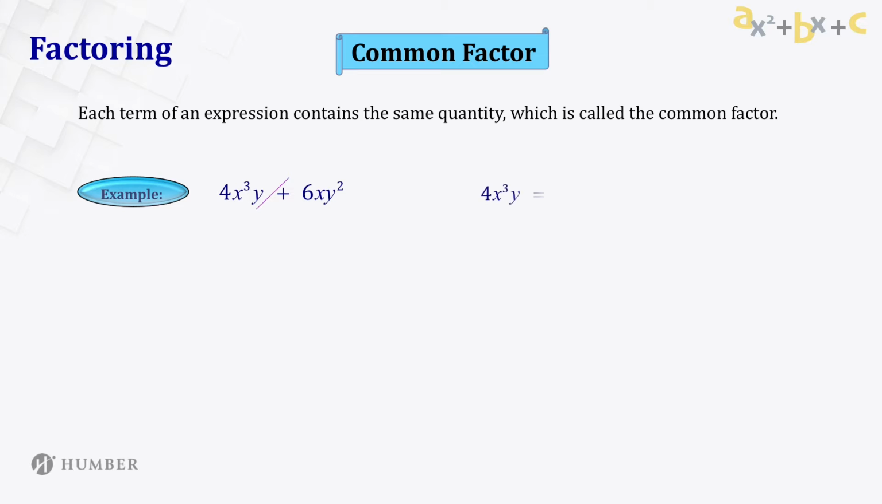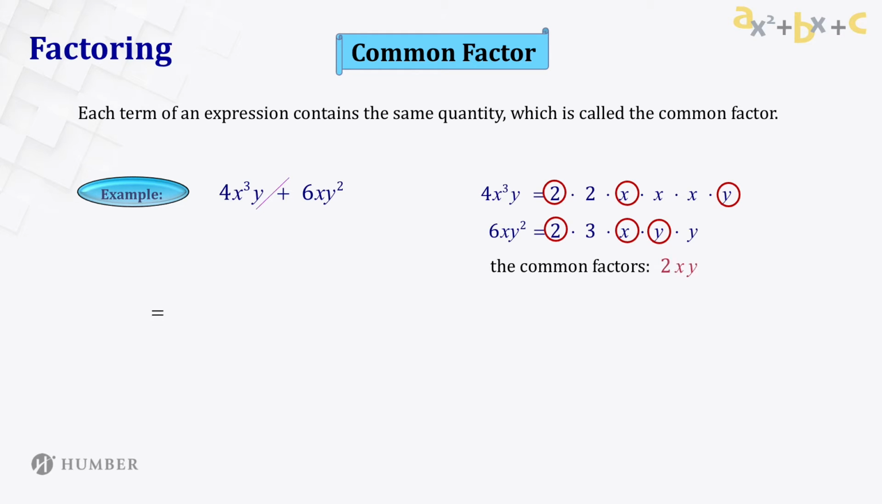Let's try to examine the factors in each term. Now we can find the common factors for both terms. The common factors are 2xy. Take the 2xy out from each term, which means that we divide each term by 2xy. We are left with 2x squared for the first term plus 3y for the second term.